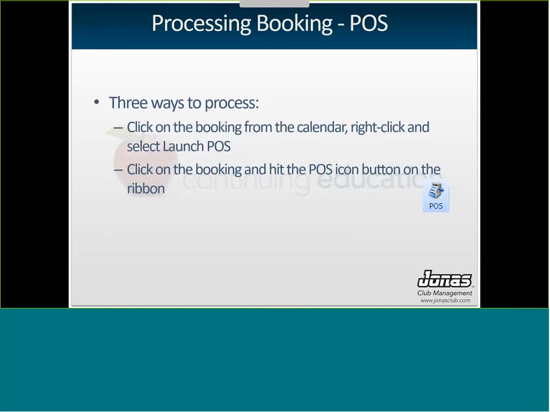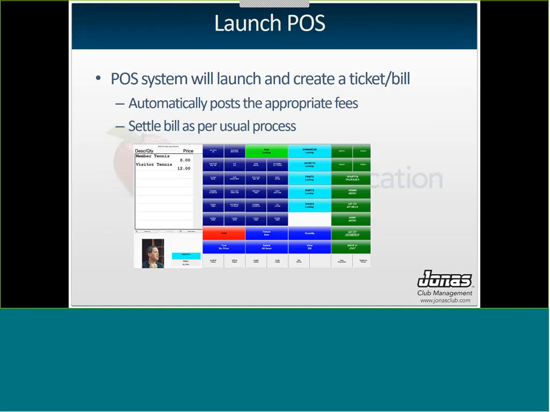So to process a booking, there are a couple of different ways. The first one would be to click on the booking from the calendar, right-click, and then select Launch POS. You can also click on the booking and actually just hit the POS icon on the ribbon. This will launch a POS chit. You can see this is Mr. McQuarrie's charge from earlier. We have the $0 member fee and then the $12 visitor fee. So it'll automatically post the appropriate fees, and then you can go ahead and bill as per the usual process.